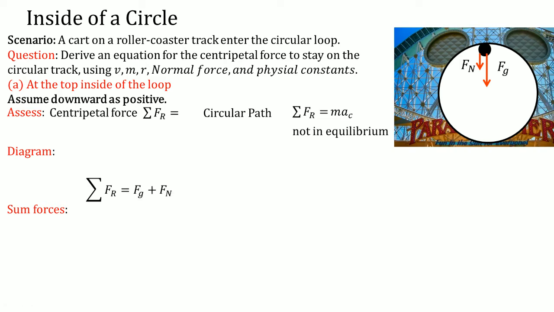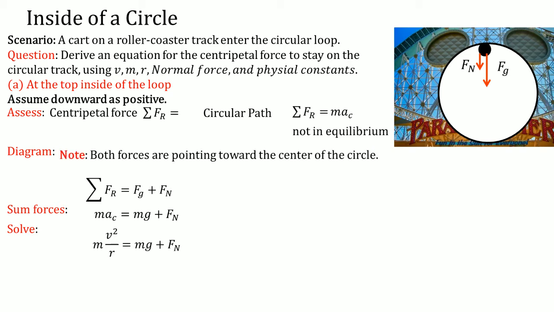Let's solve by plugging in the values. We make the substitution, so it's mass times centripetal acceleration equals mg plus the force normal. Substitute v squared over r for the centripetal acceleration. That would be our equation for the centripetal force at the top of the inside of the loop.